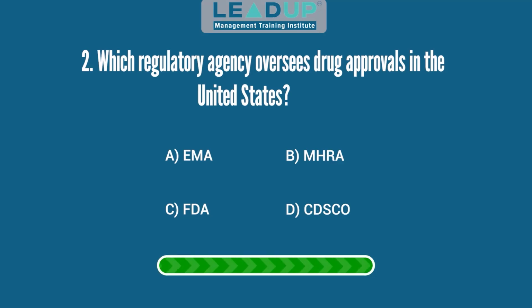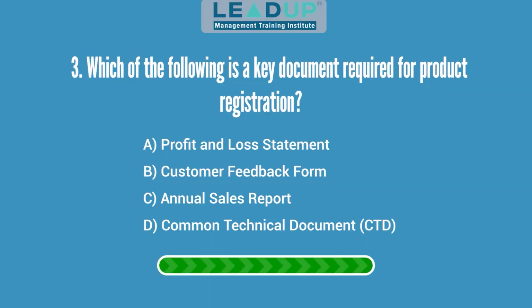Question 2. Which regulatory agency oversees drug approvals in the United States? A. EMA, B. MHRA, C. FDA, and D. CDSCO. The answer is FDA.